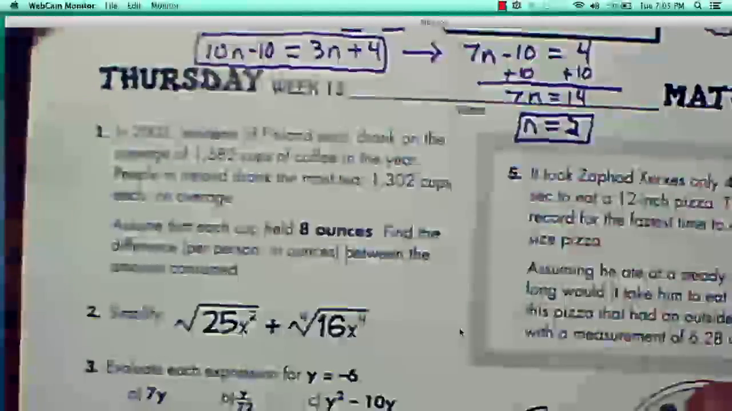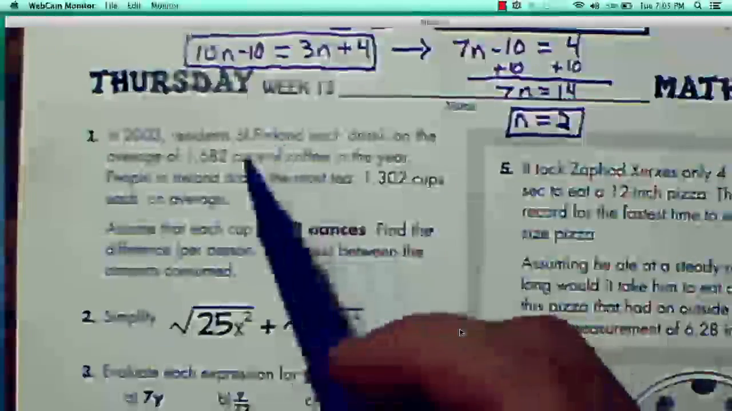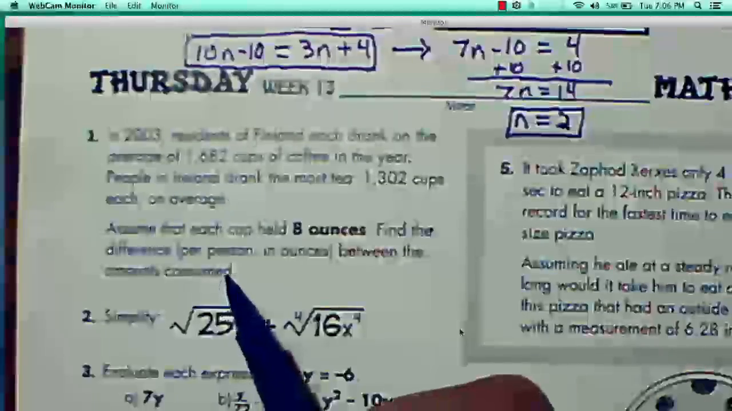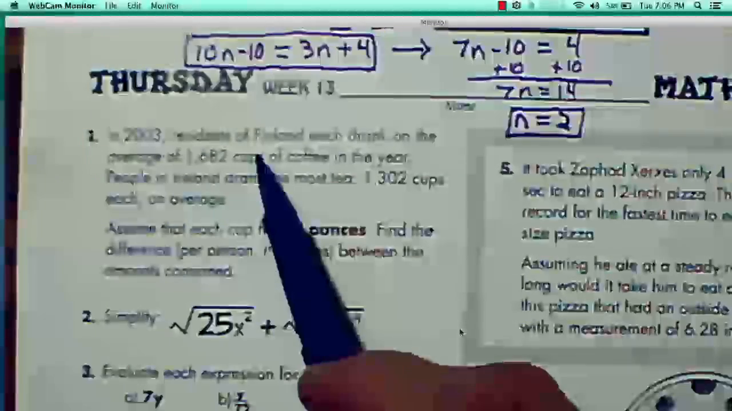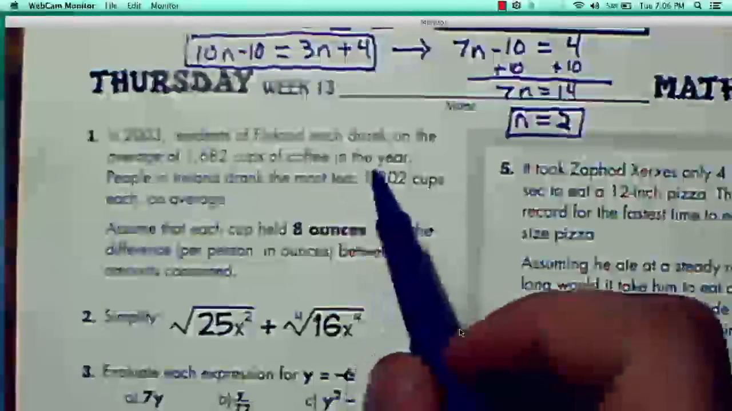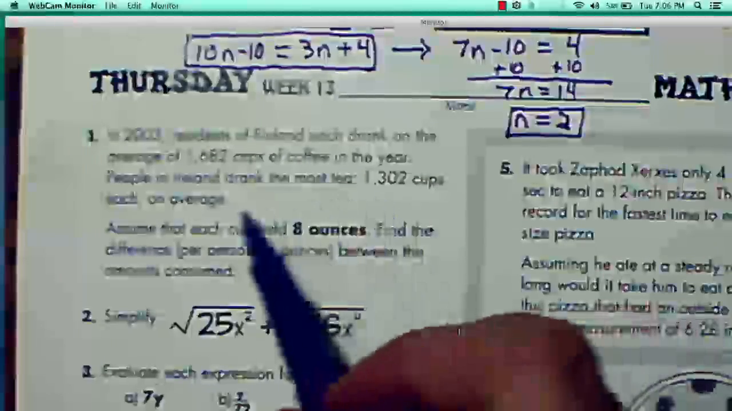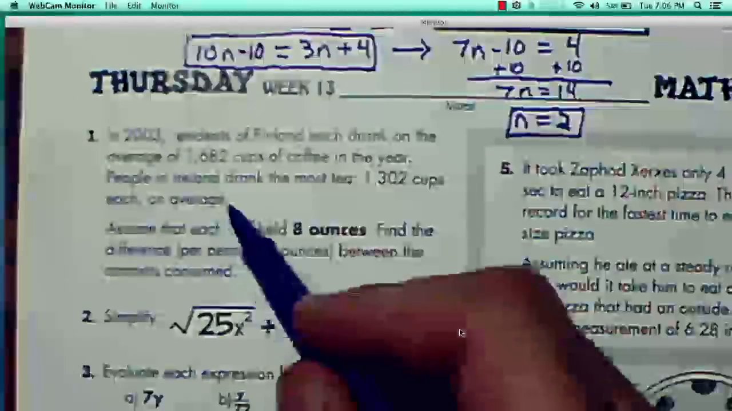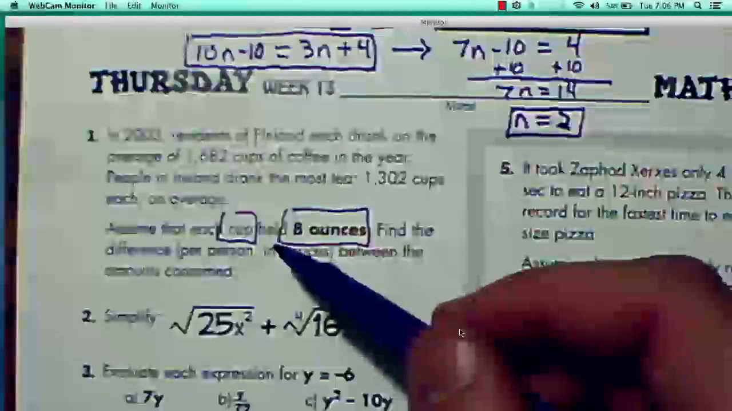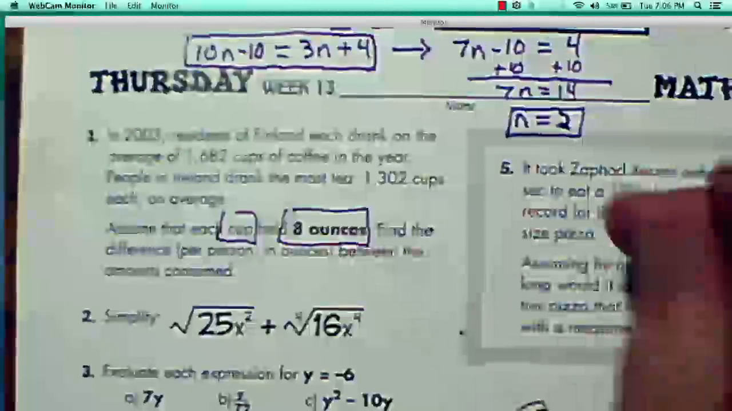Moving on to Thursday. It says find the difference per person in ounces between the amounts consumed. In 2003, residents of Finland each drank on average 1,682 cups of coffee in a year. People in Ireland drank the most tea, 1,302 cups on average. Assume that one cup is 8 ounces. Find the difference in ounces between the amounts consumed. Well, we could find the difference in cups and then multiply that by 8.